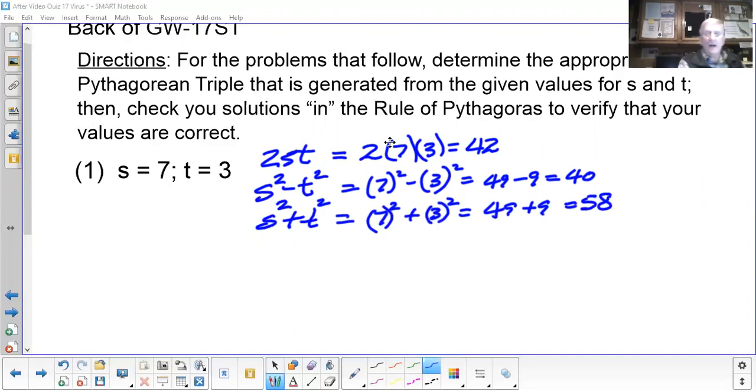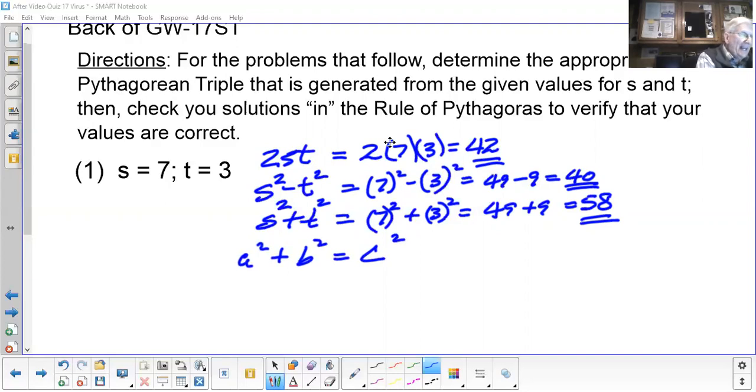Now let me stress, on the final exam, I will give you one of these problems and I will say to you, use the S&T method to determine a Pythagorean triple and prove to me that it does fit the rule of Pythagoras. All you have to do is put these answers, 42, 40, and 58, into the rule of Pythagoras and show me that you indeed do get a set of numbers that fit the rule of Pythagoras. It's that simple. All right, so I'm going to write the formula down. A squared plus B squared equals C squared.